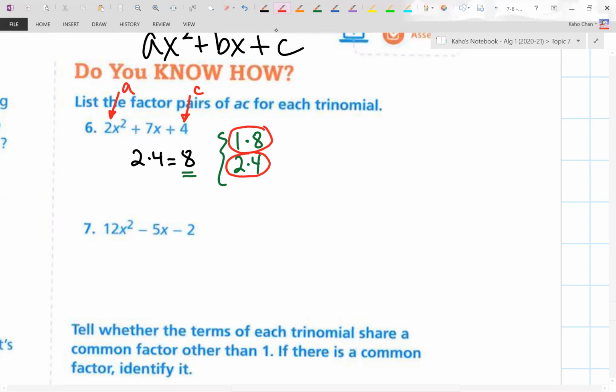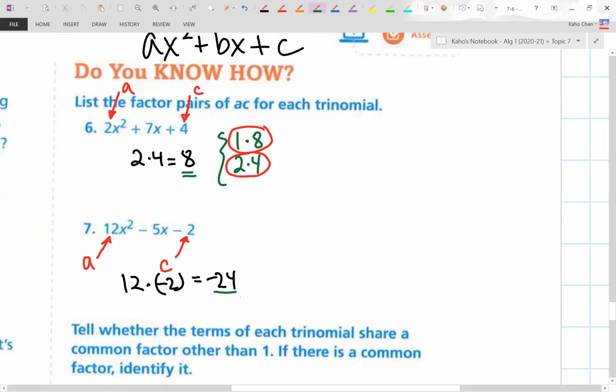Number 7, let's deal with that. A is 12. C is negative 2. So in this case, it's 12 times negative 2 will give me negative 24. This is a little more challenging because there's a lot of ways to get negative 24. Let's think about them. One of them has to be negative. One of them has to be positive. There's the first pair, right? And I like to systematically start with the smallest numbers and then just go up. There's the next pair. 24 has a lot of possible factors, by the way. A lot of them. Wow, look at that.